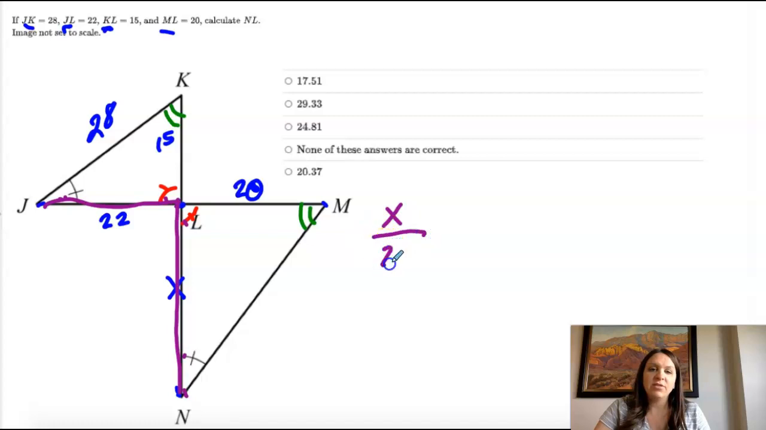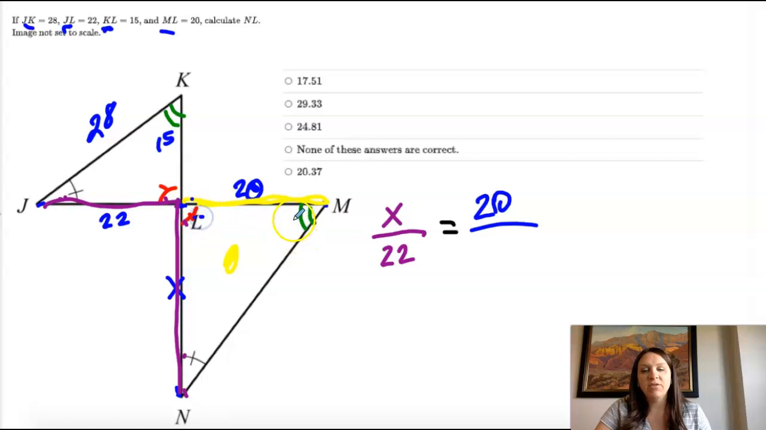So X is to 22 as, and now I need to keep on this right triangle, I need to use 20 because it's part of this triangle. So as 20 is, then I want to find the similar side. So red angle, green angle, red angle, green angle. So it's the same as this side. So as 20 is to 15.